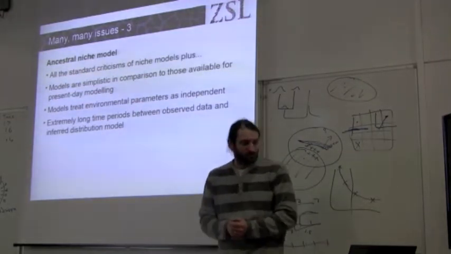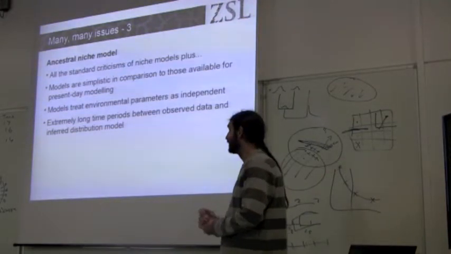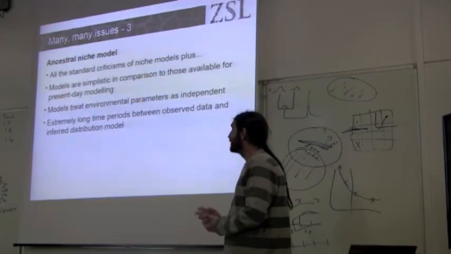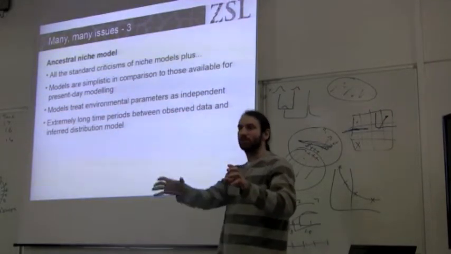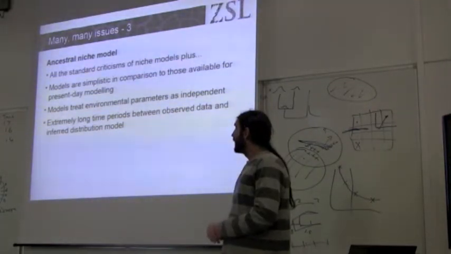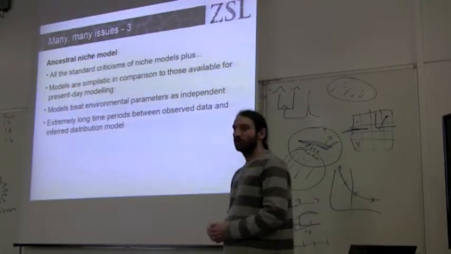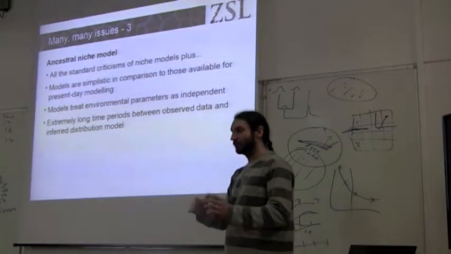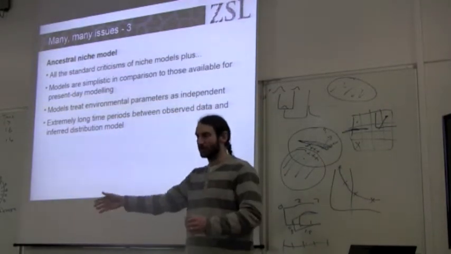Models are simplistic in comparison to those available for present-day modeling. Models treat environmental parameters as independent. We reconstruct each environmental variable separately on a different biology. And there's an extremely long time period between observed data and inferred distribution models. So we've got all the issues of transfer from one time frame to another.